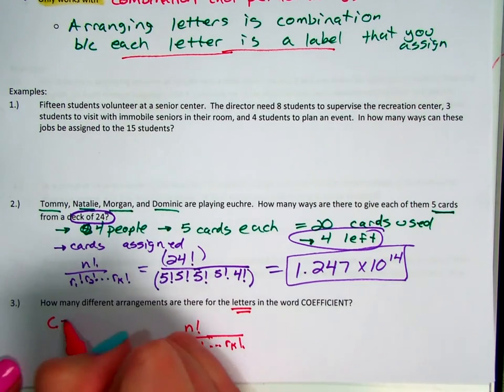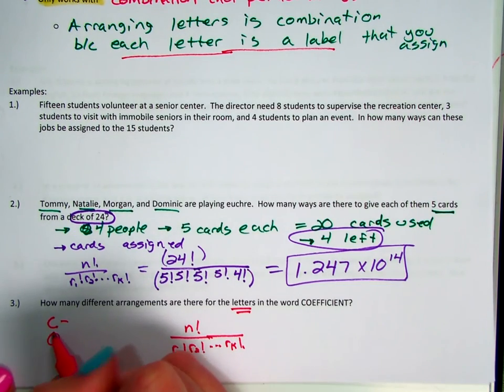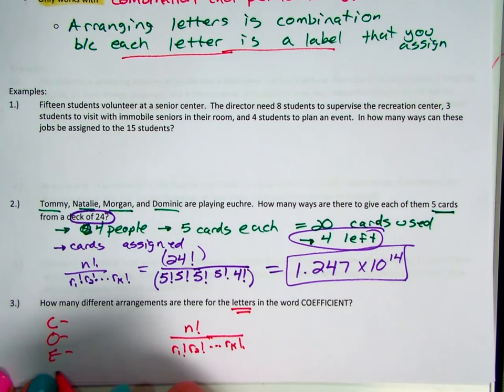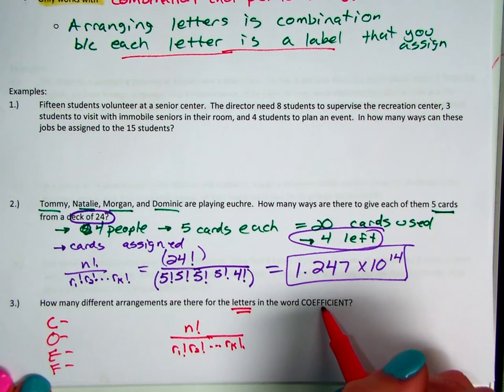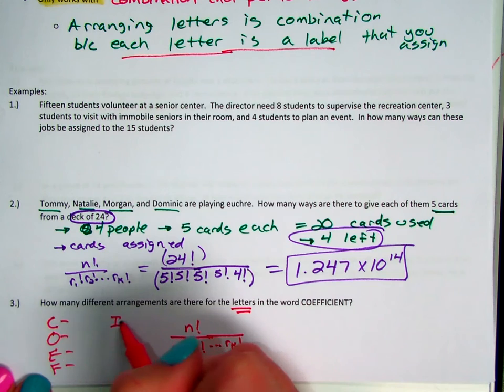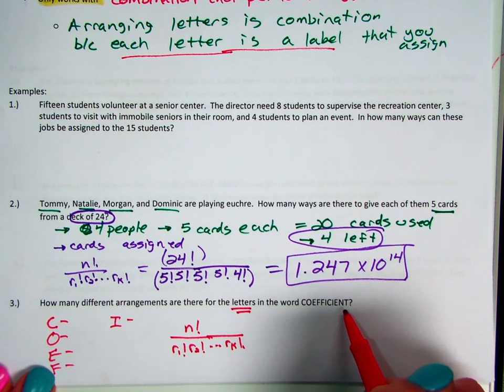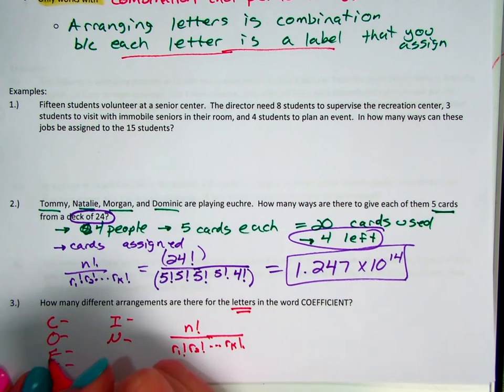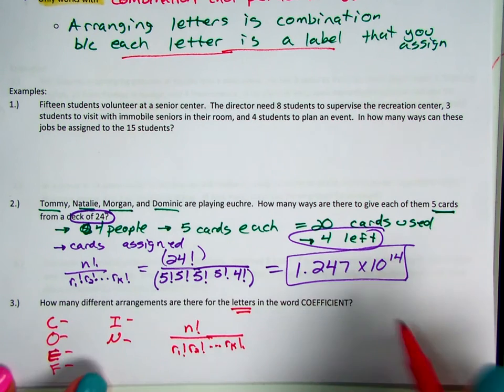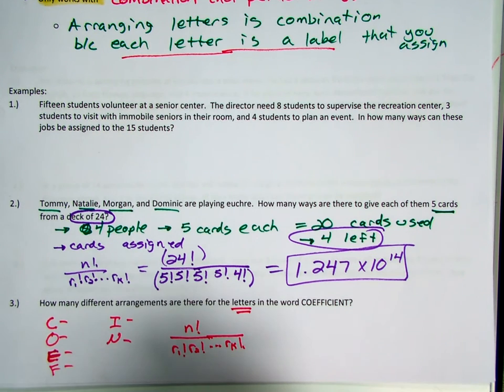So C is going to be one of the things I label them with. O is going to be another label. E is another label. F is another label. I already have F, so I don't need that again. I is another label. C we already have, I we have, E we have, N we don't have, so that's another label that it's going to get. And T is another one.